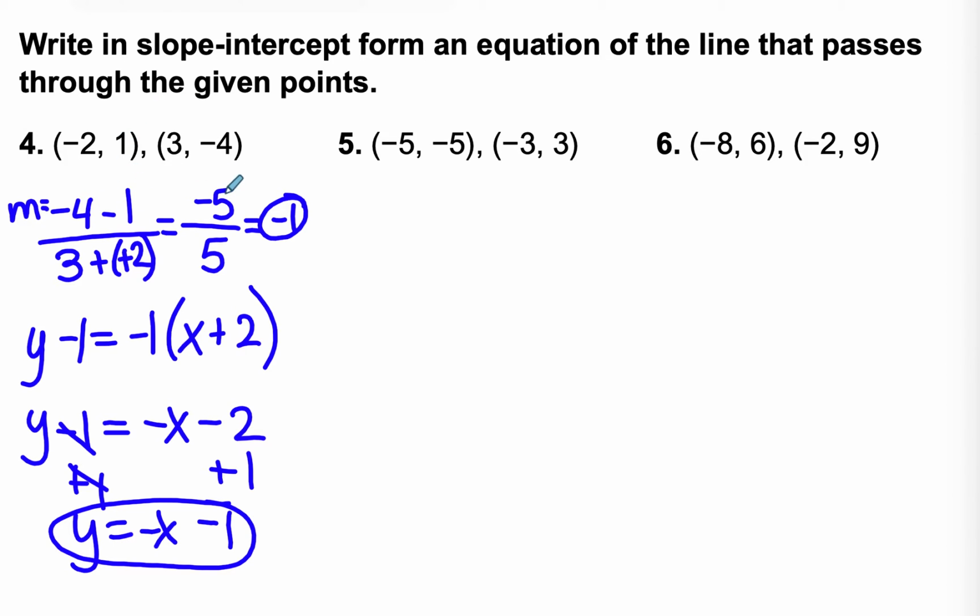That's the top because it's always rise over run. Then I did the bottom. 3 minus negative 2. Boom, boom. 3 plus positive 2 equals 5. Negative 5 over 5 equals negative 1. So my slope is negative 1. And then I picked the first ordered pair. You certainly could have picked a different ordered pair. I chose the first one.